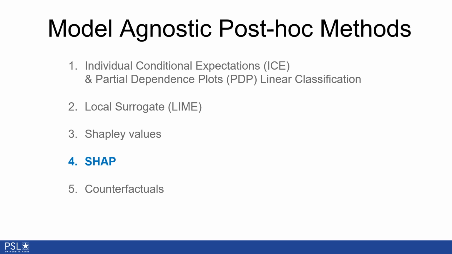We will now move to the next method in our list of model-agnostic methods for post-hoc explanations. The next method is called SHAP, and it is in fact closely related both to Shapley values, which we have just discussed, and to Lime, which we covered in the previous lecture.